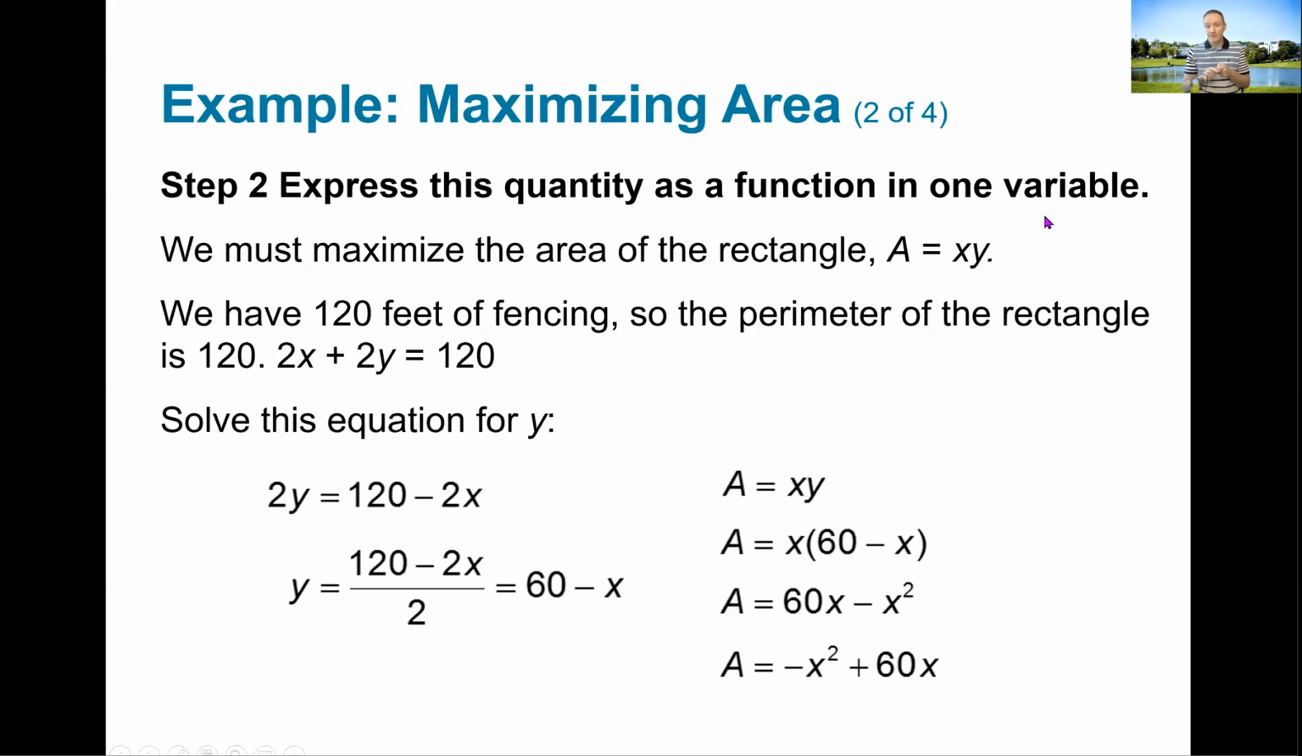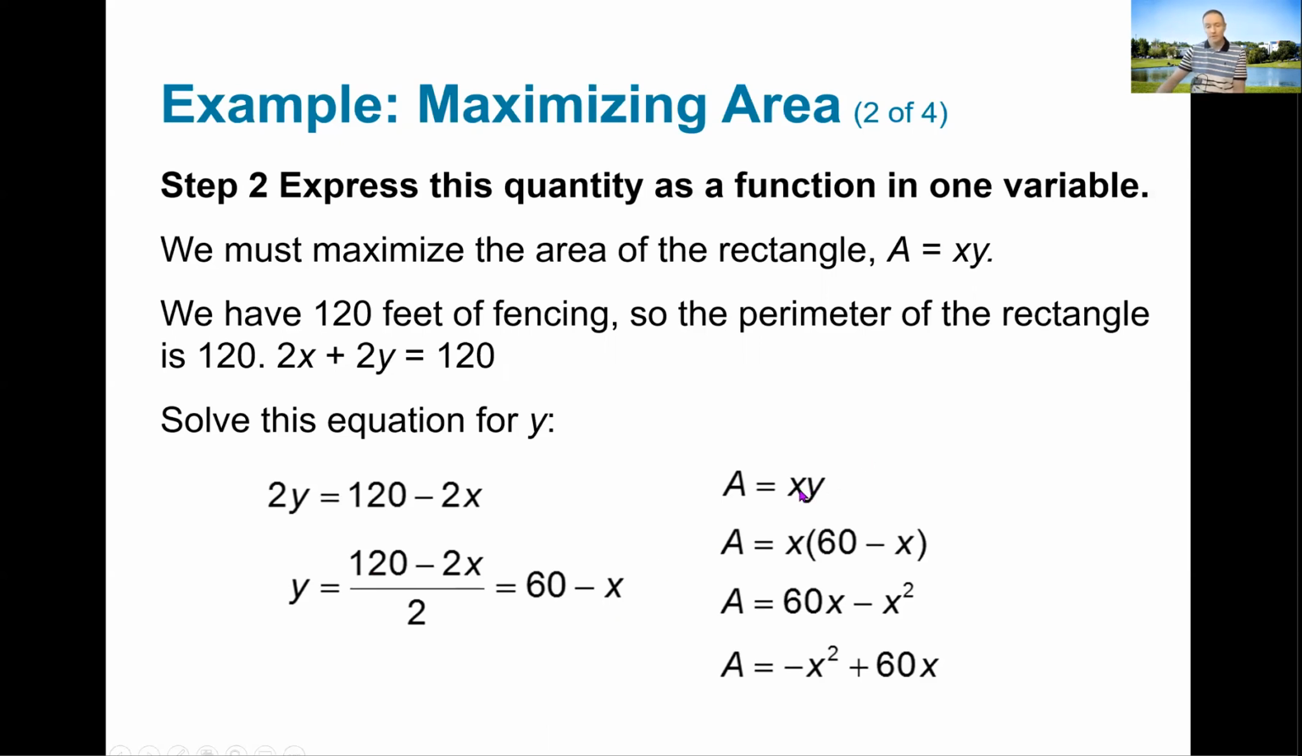So the perimeter around the entire object would be 120 feet. That would mean 2 times the width plus 2 times the height, 2x plus 2y has to be 120. That allows me to solve that equation for y in terms of x. So 2y is going to equal 120 minus 2x. Now I divide by 2, and 2 is going to distribute into this group and give me 60 minus x. So if I allow x to be the width of the fence, then the height of the fence has to be 60 minus x.